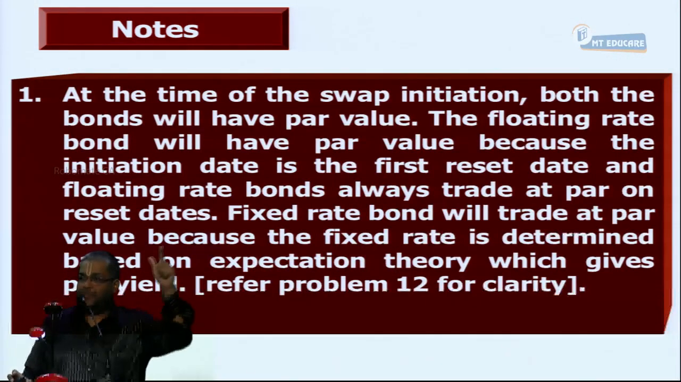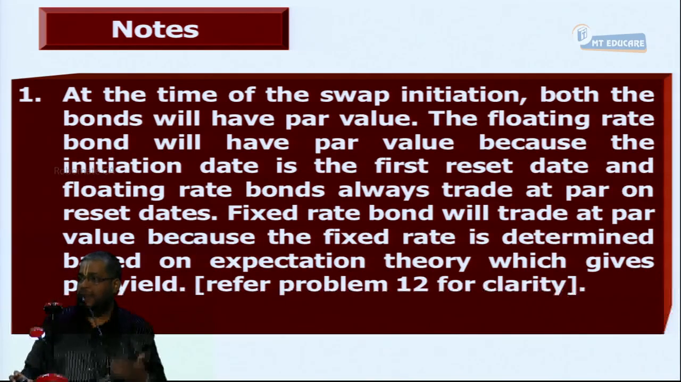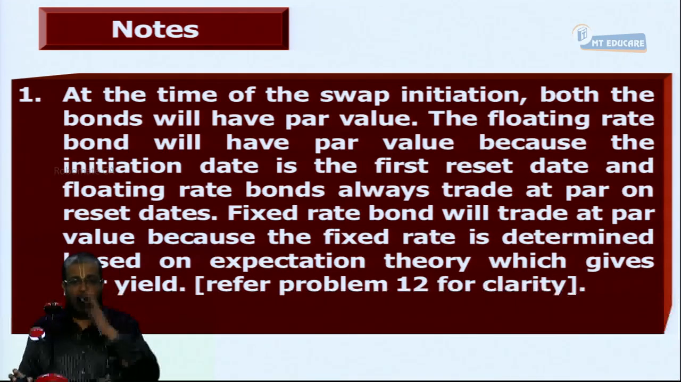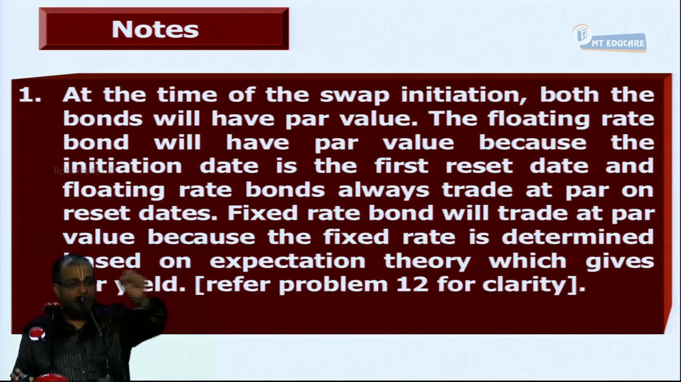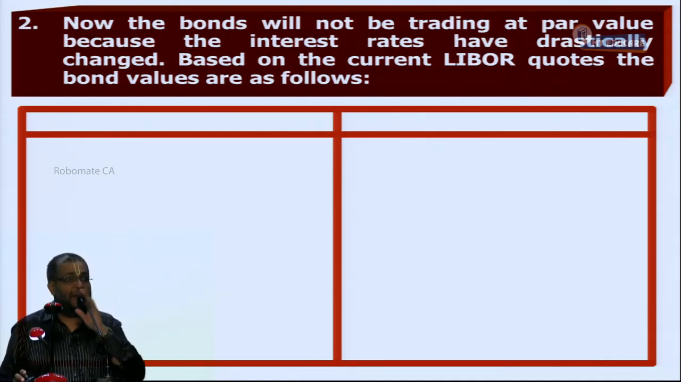Notes. At the time of swap initiation, both the bonds will have par value. The floating rate bond will have par value because the initiation date is a reset date, and floating rate bonds always trade at par on a reset date. The fixed bond trades at par value because the fixed rate is determined based on the par yield only. We discussed this in question number 12. Yes or no?